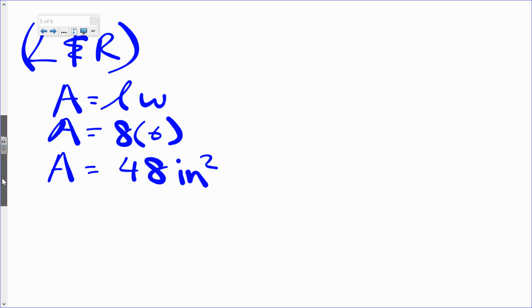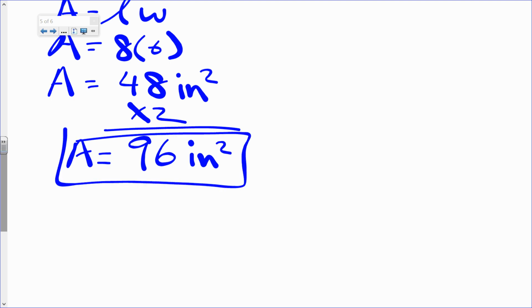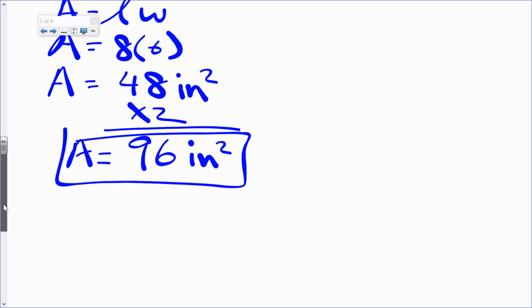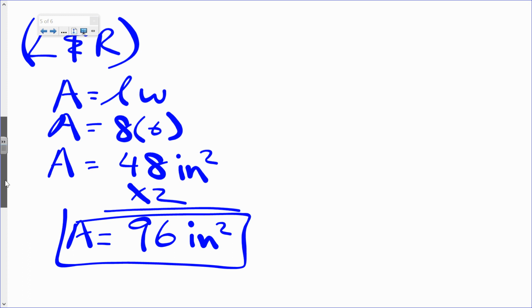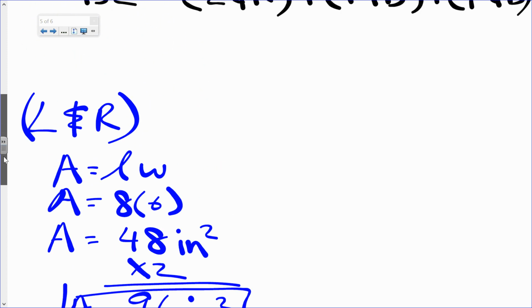How many of those are there, though? There's 2 of those puppies. I'm multiplying that by 2. So that's going to be 96 square inches for the top and bottom. I got my top and bottom area right there. Boom. In blue. No, not top and bottom, left and right. What am I saying? Lopez, you with me? All right, left and right's done.